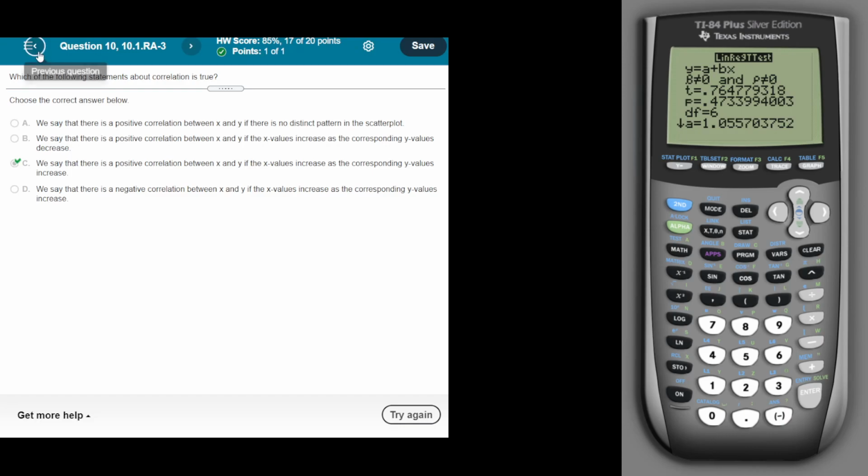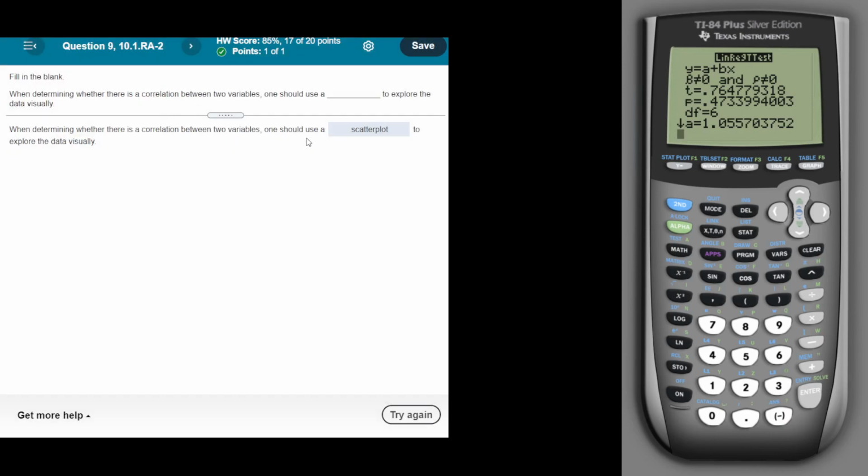Remember, with these concept questions, just write them all down, take a photo of them and study them over and over. These are easy points, it's just memorization. It's not mathematical. When determining whether there is a correlation between two variables, one should use a scatter plot to explore the data visually. Very important. A visual representation, that's a graph, a scatter plot. So if you see this on your exam, you always want to choose this one.